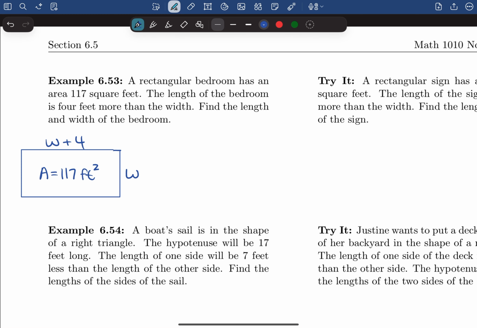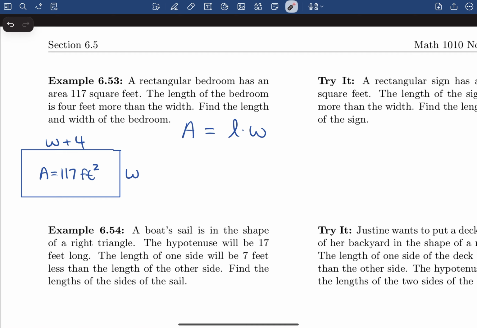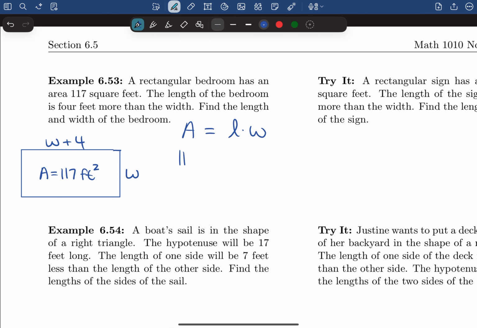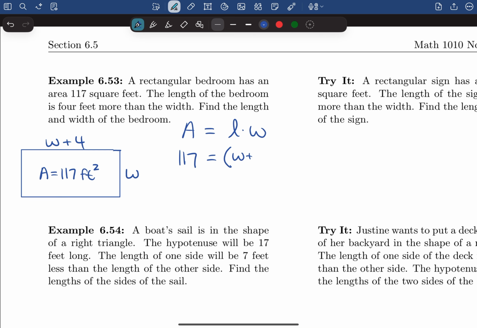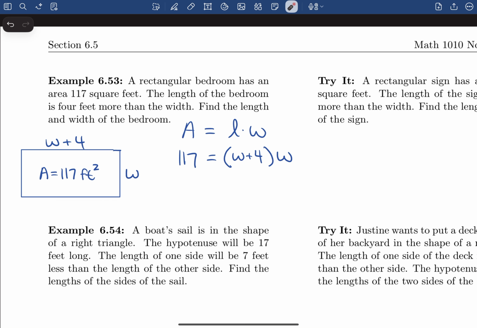Now, little reminder for you from the past. The length times the width equals the area, right? Area is length times width for a rectangle, and you need to know this formula just from our past discussions and maybe discussions you had in an earlier math class. So I know that the area is 117, so I can replace this A in the formula with 117, and it equals the length, which is W plus 4, multiplied with the width, which we're just calling W. I just replaced A with 117 and L with W plus 4 because that was the information given to me in the problem.